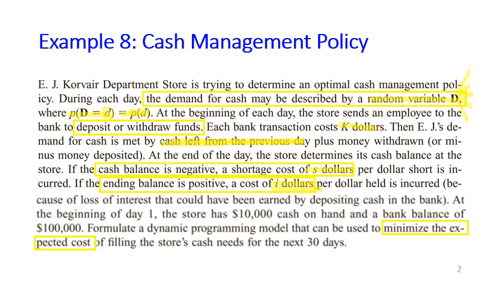At the beginning of day one, the store has $10,000 cash on hand and a bank balance of $100,000. Formulate a dynamic programming model that can be used to minimize the expected cost of filling the store's cash needs for the next 30 days. There will be a pause on the video to give you time to read this problem carefully before you continue.